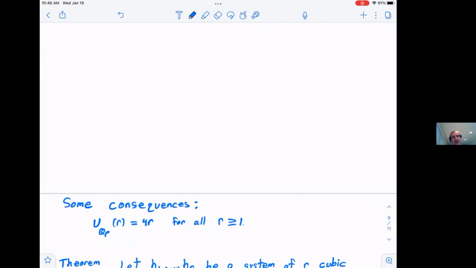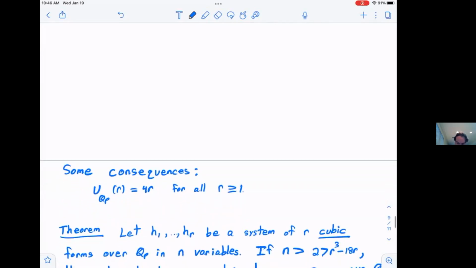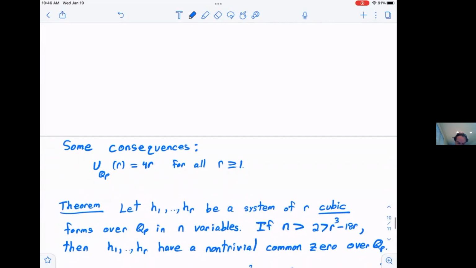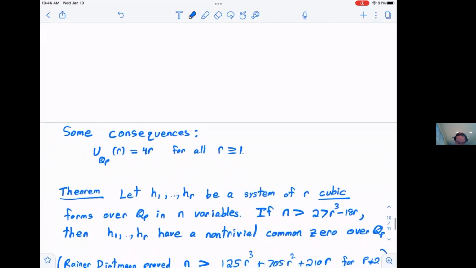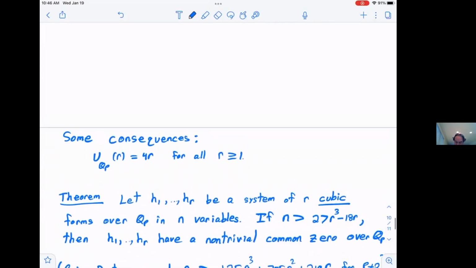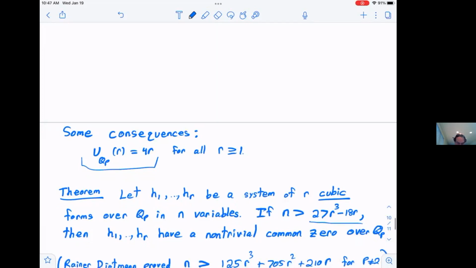Using some methods that come from a paper of Wolfgang Schmidt and I in the early 1980s, one can prove the following. Suppose I have a system of R cubic forms over Q_p in n variables. Then using this result here and some ideas from this early 1980s paper, if n is bigger than 27R cubed minus 18R, then there's a non-trivial common zero.